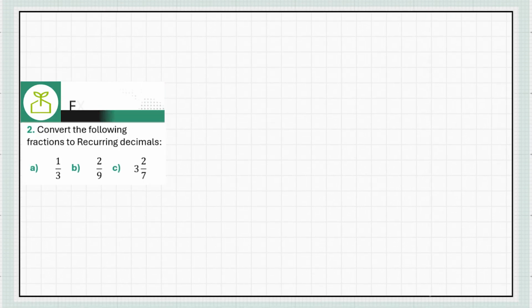Alright, welcome back. Now, we're going to be looking at some recurring decimals. So let's solve these in exactly the same way as we've solved the other ones. We're converting from a fraction to a recurring decimal. Right, so we have 1 over 3, so let's express this as a division problem.